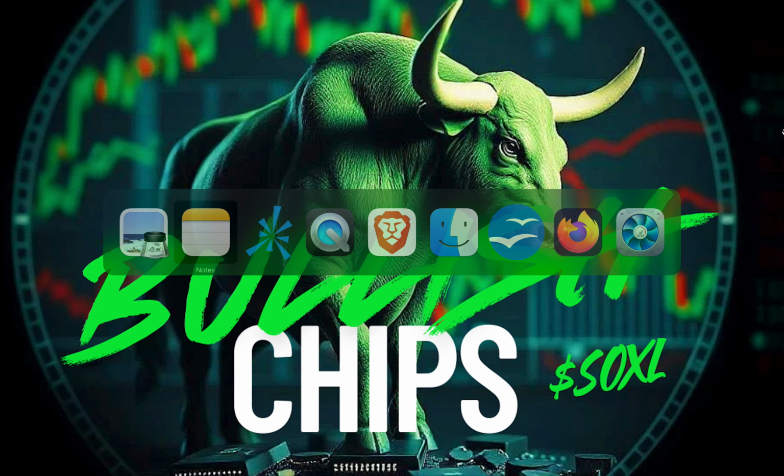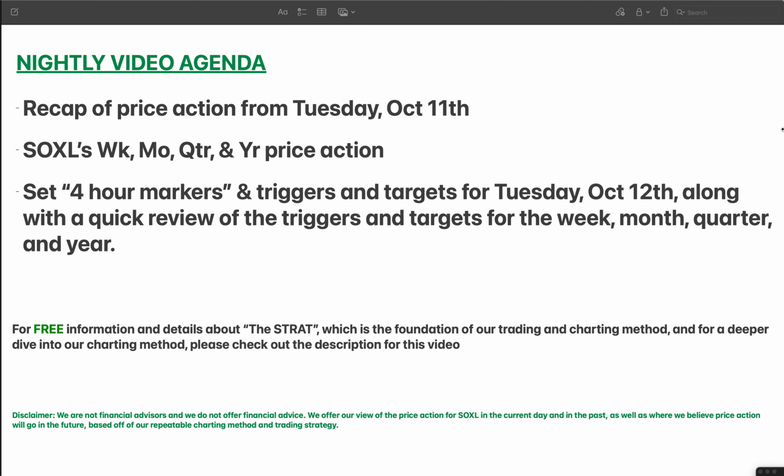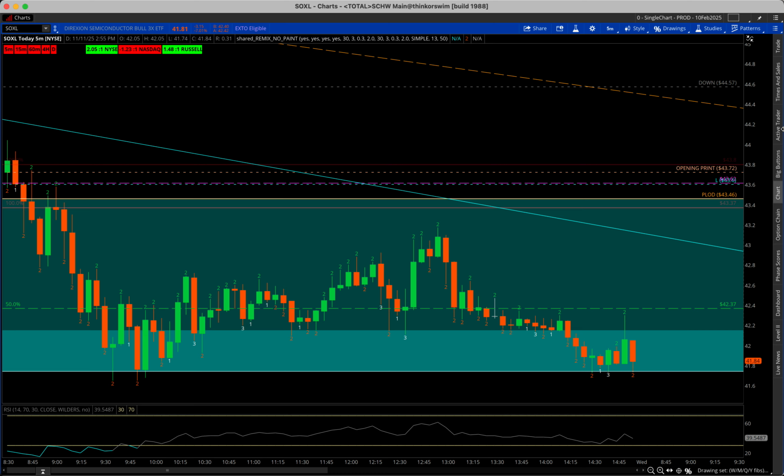So with that, let's go ahead and get into today's agenda. First, we'll recap the price action from Tuesday, October 11th. Then we'll zoom out like we always do and look at the week, month, quarter, and year. And then zoom back in to set our triggers and targets for the day, for Wednesday, October 12th. And we'll also do a quick review of the triggers and targets for the week, month, quarter, and year as well.